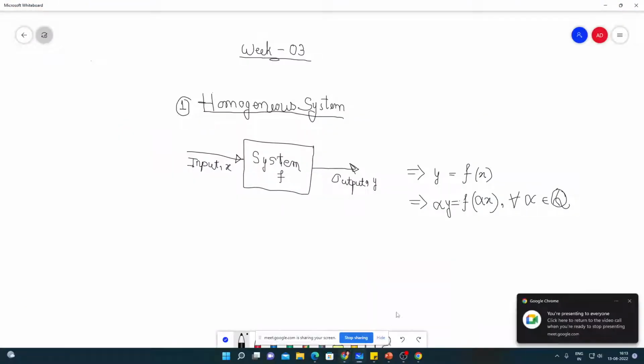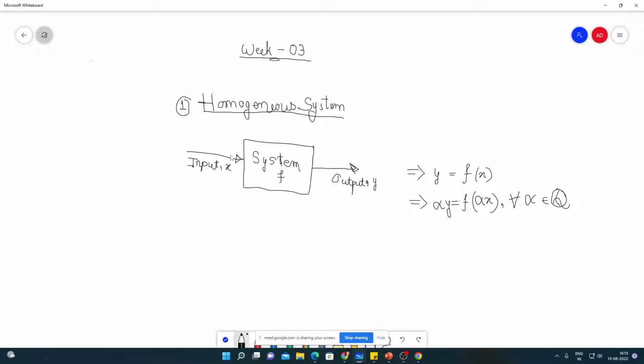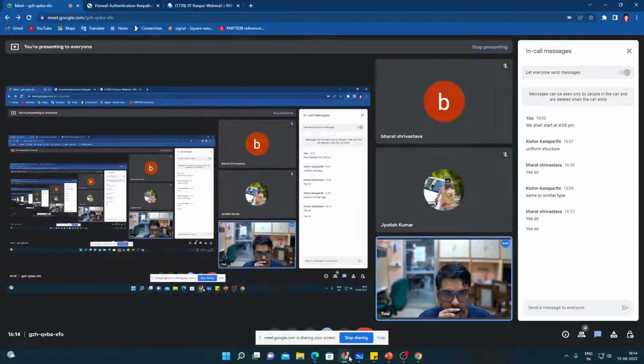Okay, so basically a homogeneous system: if we consider a system, we have an input and an output of the system. Let the input be x, the output be y, and let's represent the system with the function f. So we can put it mathematically as y equals f of x. If we multiply some scalar alpha with the input, we should also get the same scalar multiplied with the output if the system is homogeneous. Okay, so this is the definition of a homogeneous system. Is it clear?